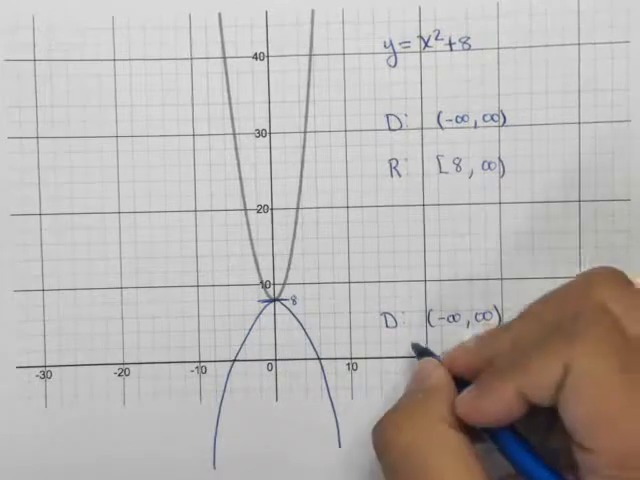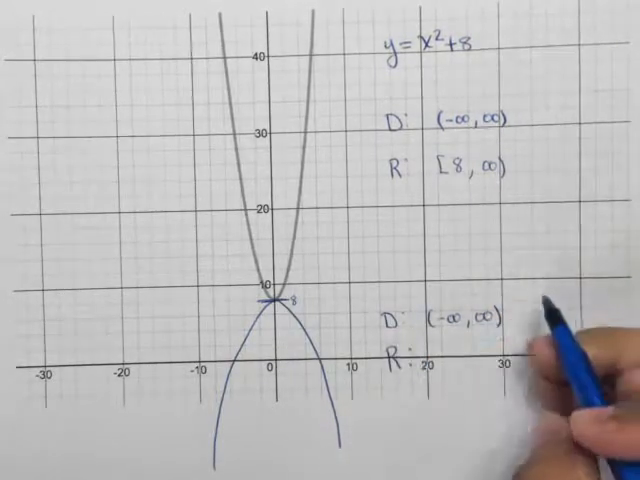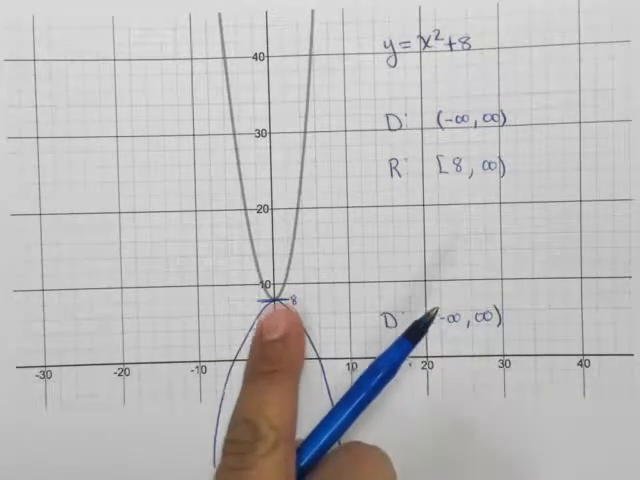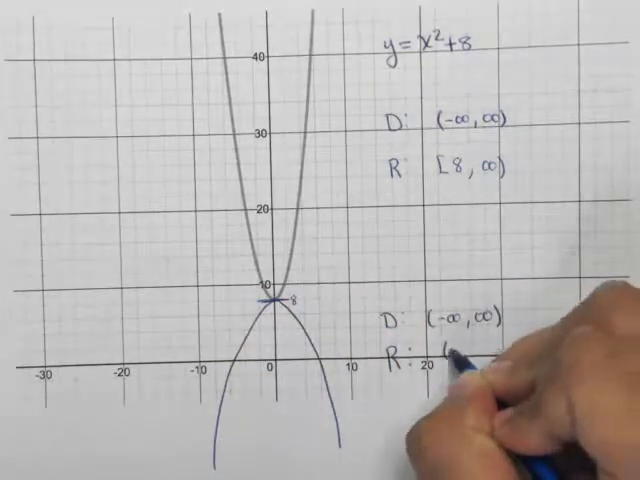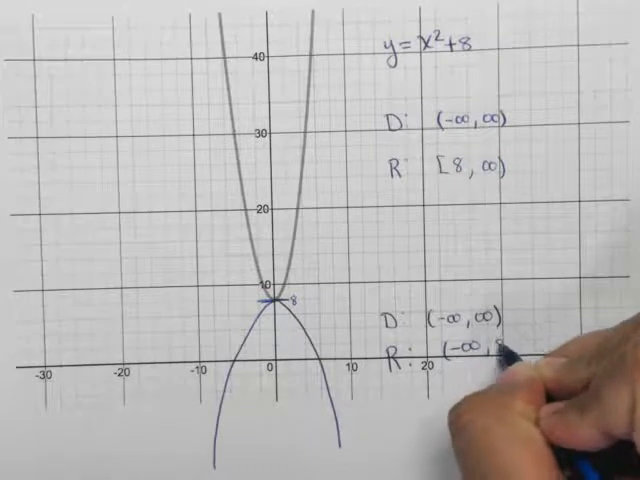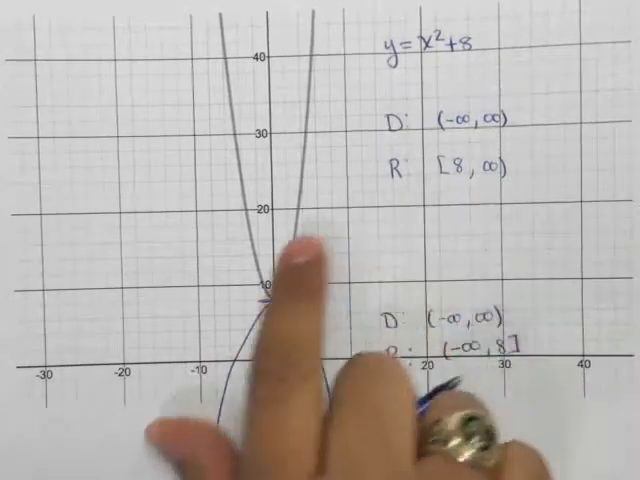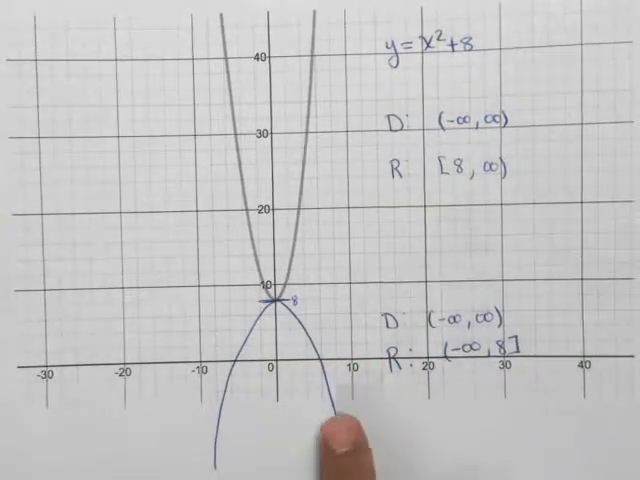The range, however, is different. So the range goes from negative infinity all the way up to 8. So the range would change for this particular example. Okay, so this is one view of domain and range for a quadratic.